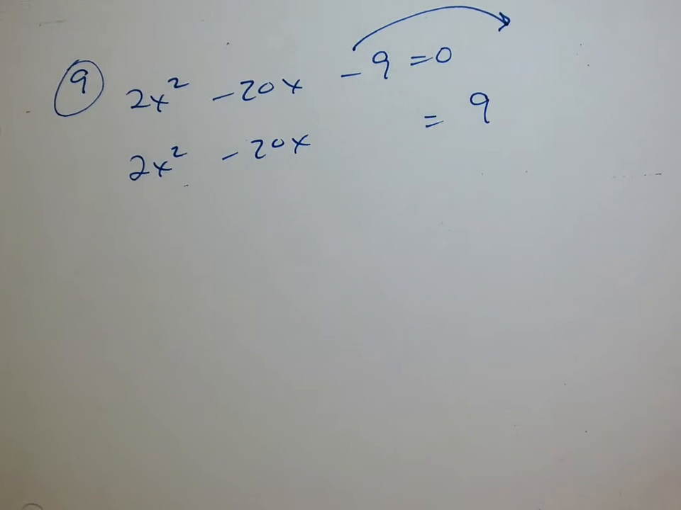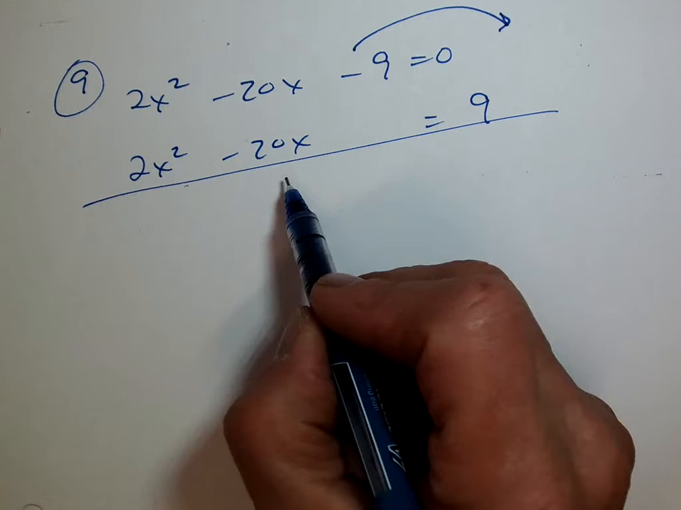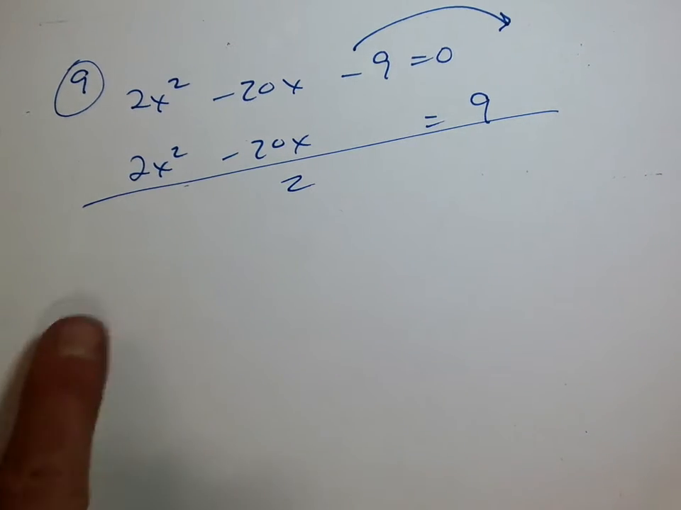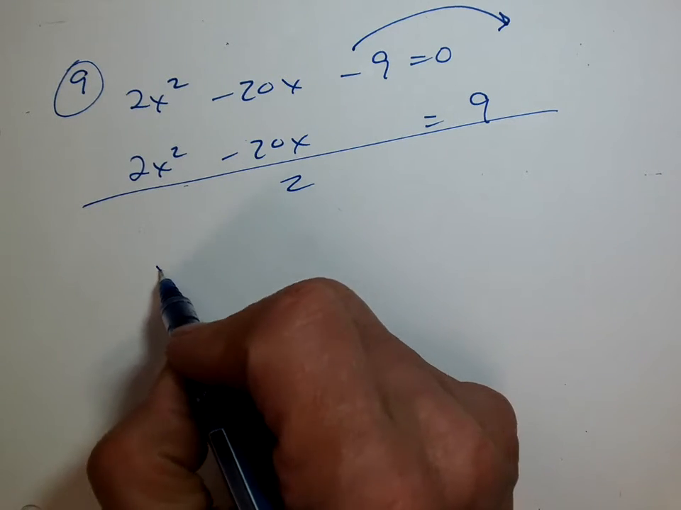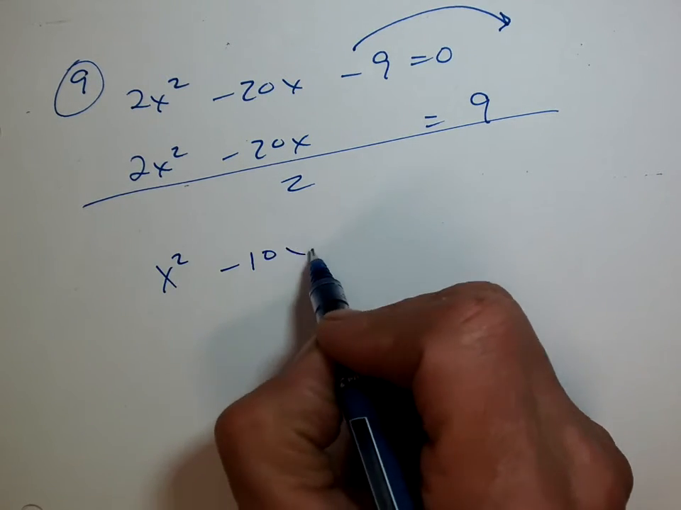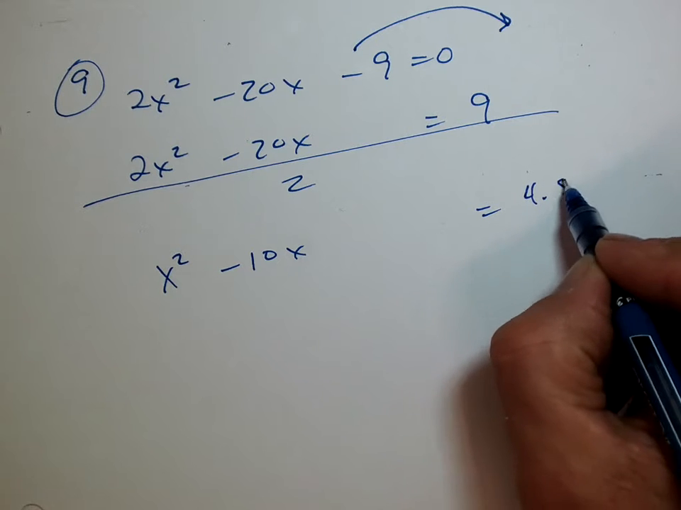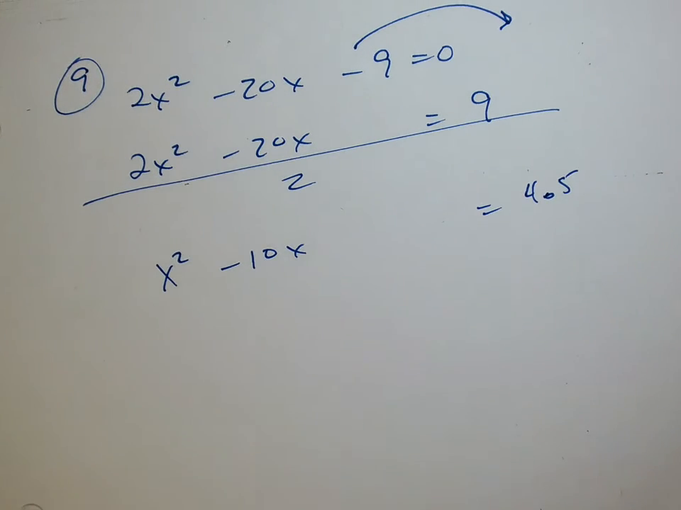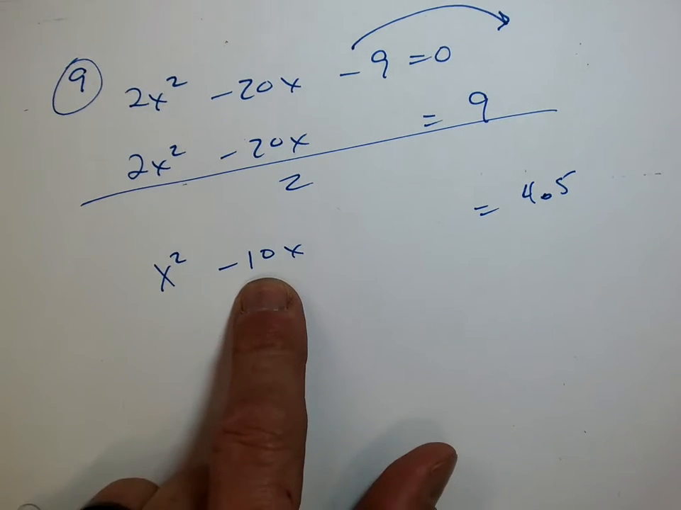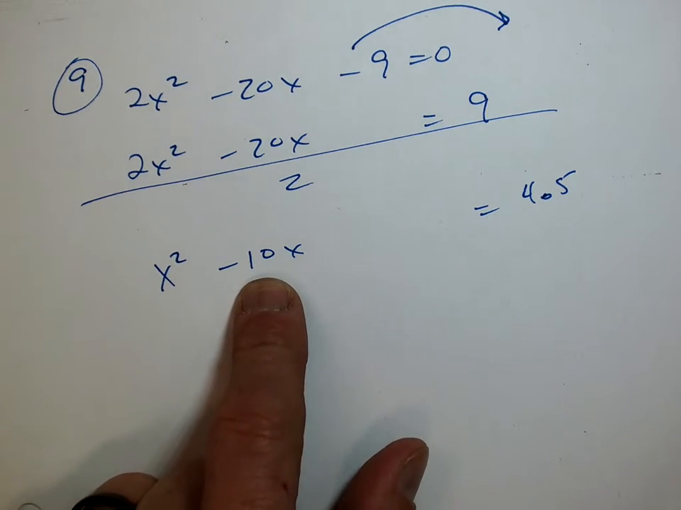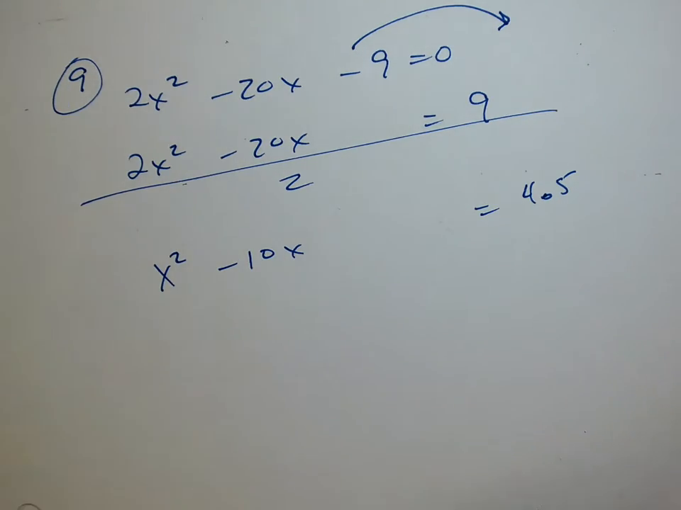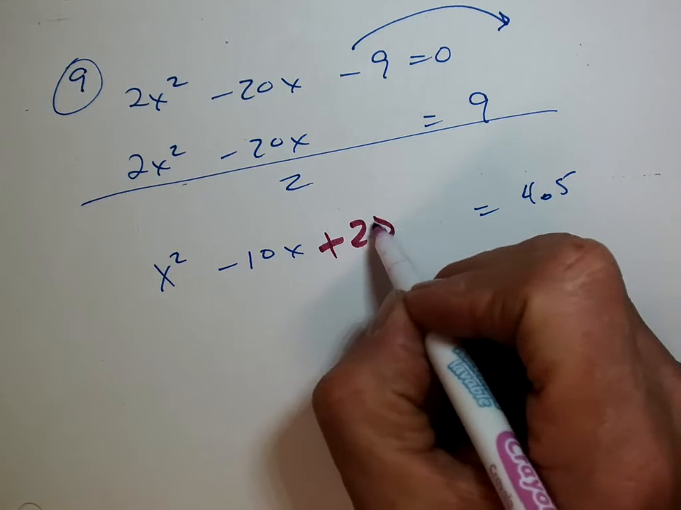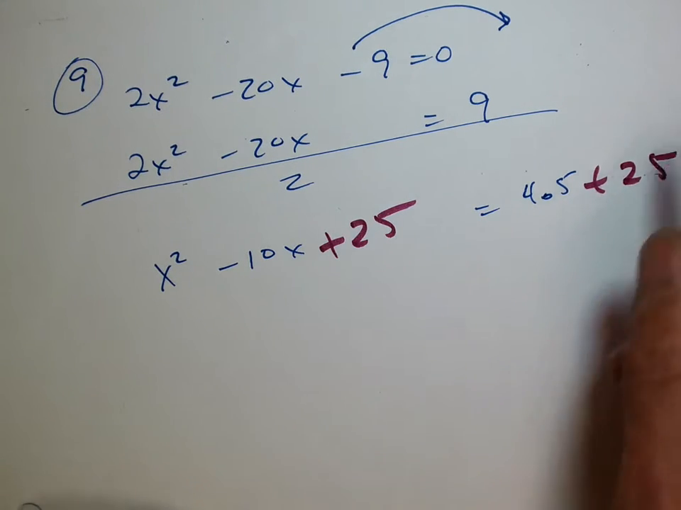Second step. Divide out the 2, because you need an x squared, not a 2x squared. So I divide out the 2. I'll have a 1x squared minus a 10x equals 4.5. All right, decimals, I can handle that. I'm not afraid of decimals or fractions. Okay, half of 10. 5 squared is? So I'm going to add 25 to both sides.